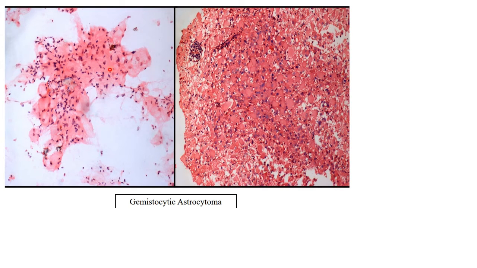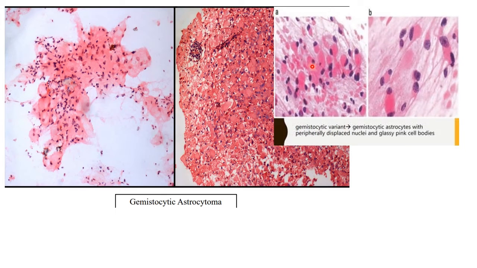Moving on, what do you see here? You can make out that these cells have a pink cytoplasm, right? Further, you can also see here. So this is the gemistocytic variant of an astrocytoma. The gemistocytes have a peripherally displaced nucleus and a glassy pink cytoplasm. So an eccentric nucleus with a pink cytoplasm gives you an indication that these are gemistocytes.